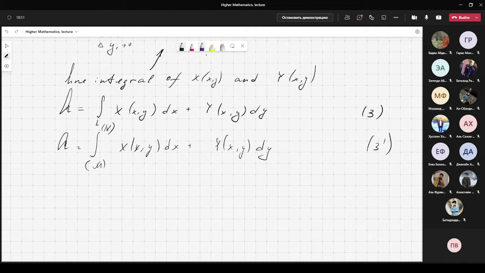Write down this. The direction of the curve L from M to N is called the sense of integration.